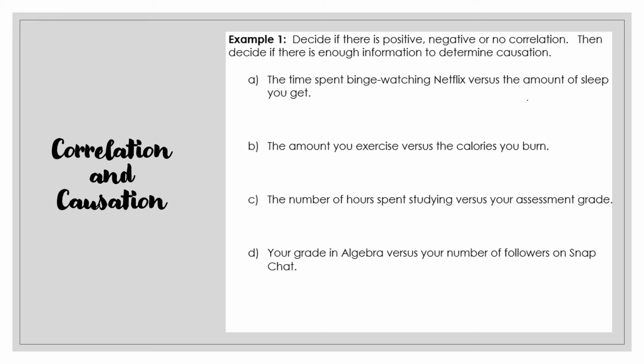So let's look at these four examples. The time you spent binge watching Netflix versus the amount of sleep that you get. The more that you binge watch Netflix, what's going to happen to the sleep that you get? It's probably going to go down. So since the binge watching is going up and the amount of sleep is going down, those are going in different directions, making this negative correlation.